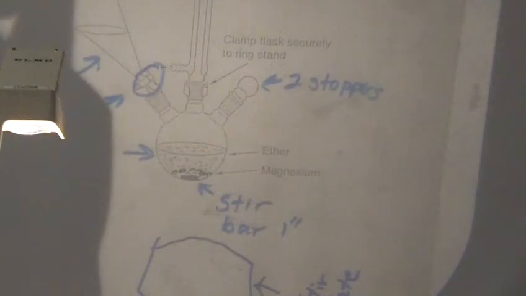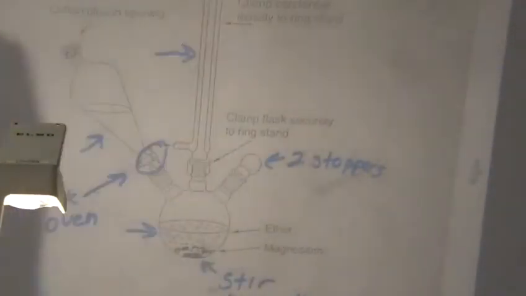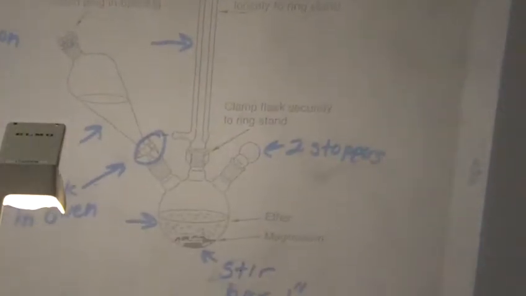Then you're going to put cotton in the top of your sep funnel when you're done, and you're going to put cotton in the top of your condenser when you're done. And your condenser you use just like you did with reflux, water in, water out. Okay, you're going to connect the water.